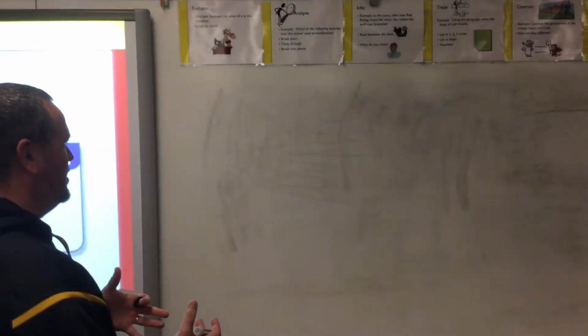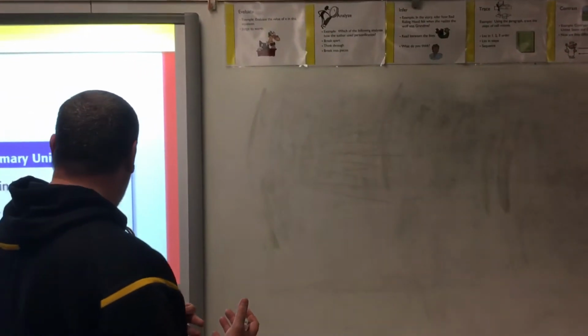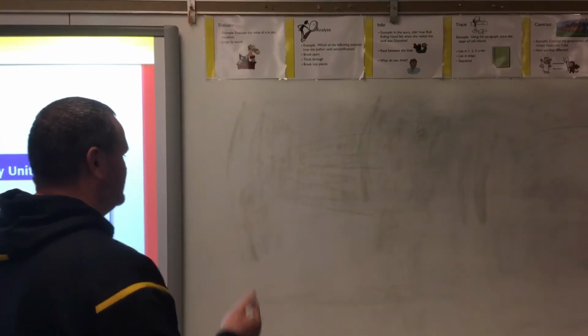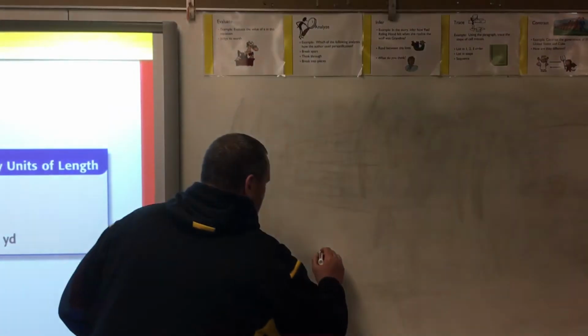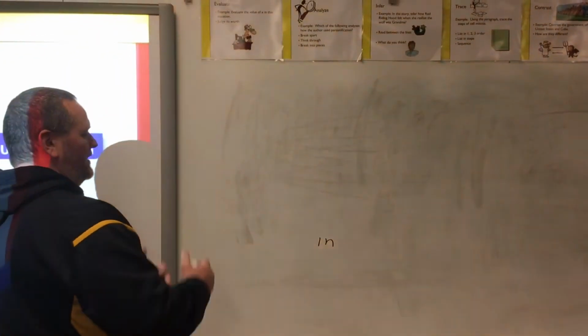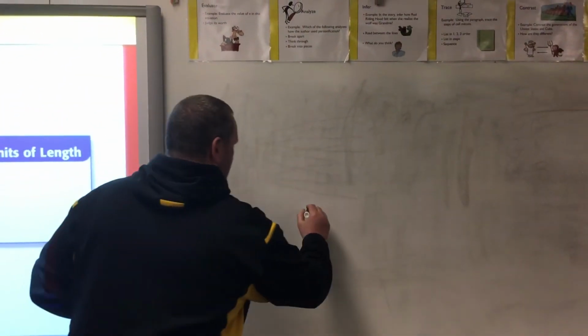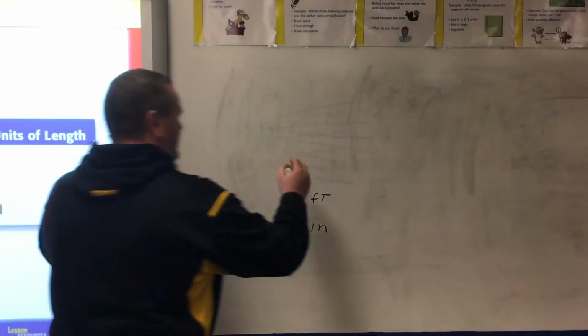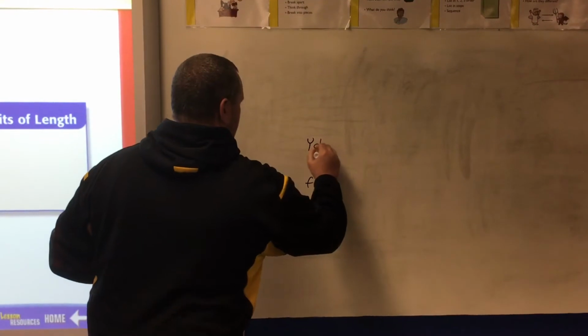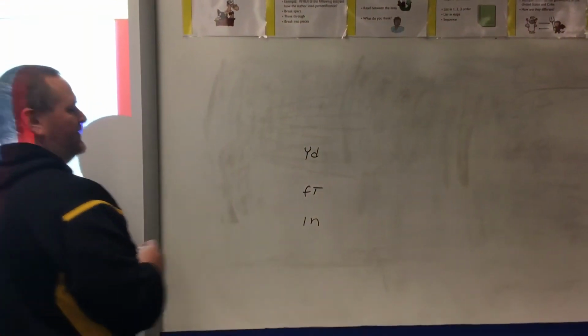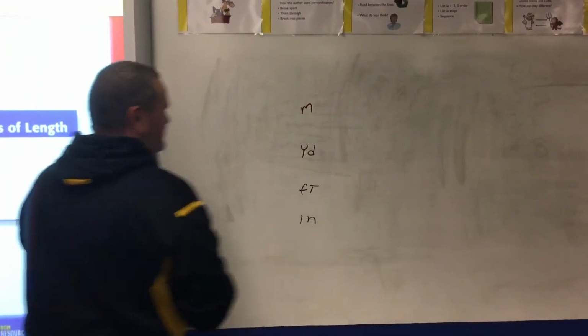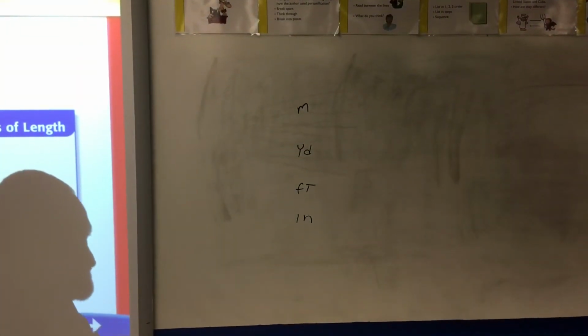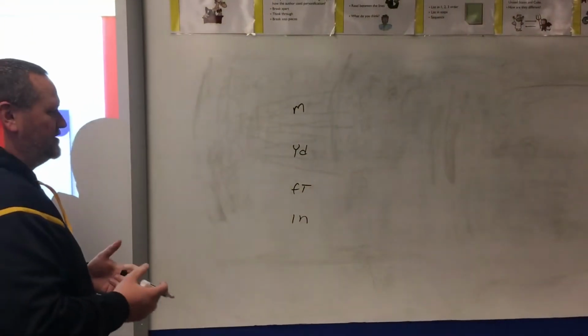And I like to go from the smallest of the units that we're going to be talking about to the largest. So the smallest is inches. Above that would be feet, and I'm just going to abbreviate. Above that is yards, and above that is miles. Okay? And most of you should probably know how many inches are in a foot.